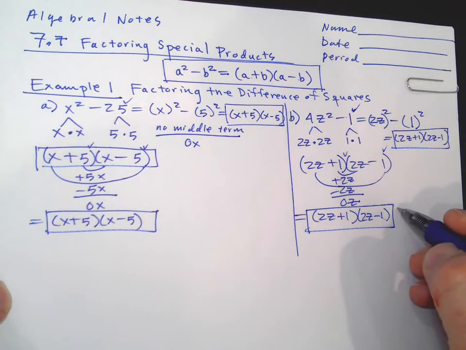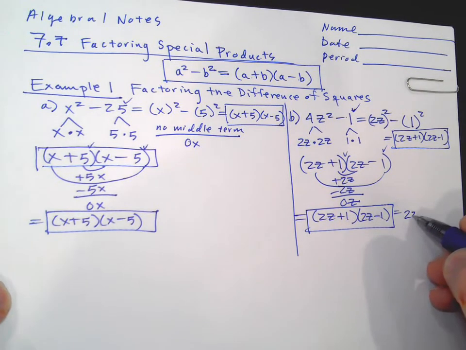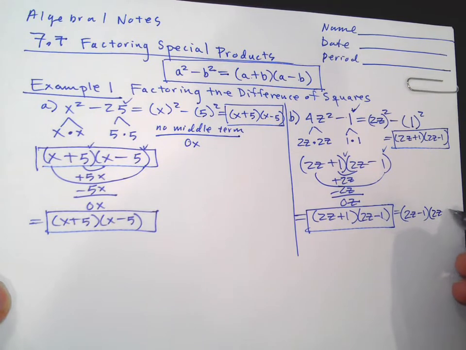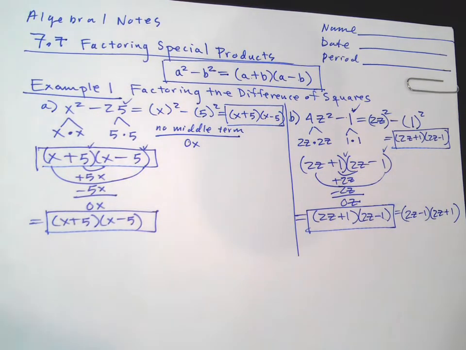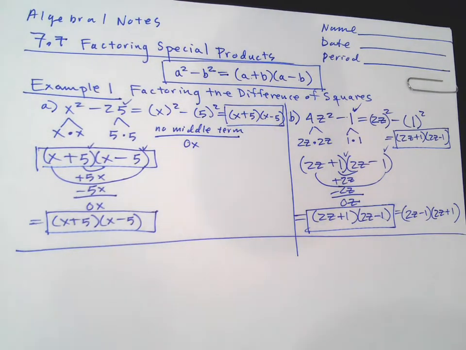The other question you might have is, does it matter if we put the minus first and the plus? It doesn't, because they're exactly the same. So you could put 2z minus 1 and then 2z plus 1 if you want. That's the same thing. Okay? So that's one of the special products.